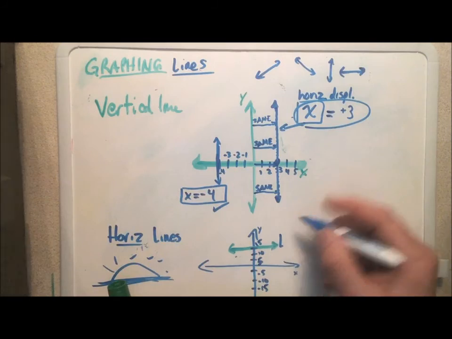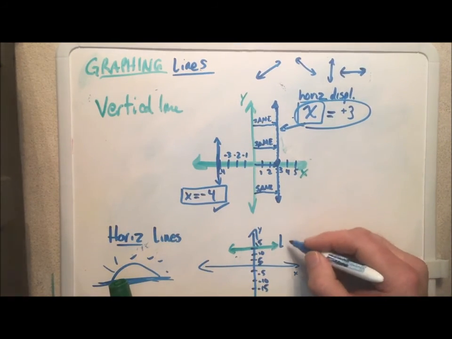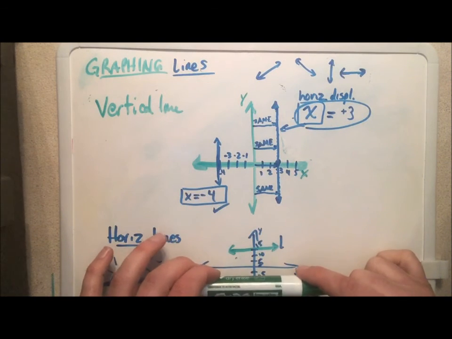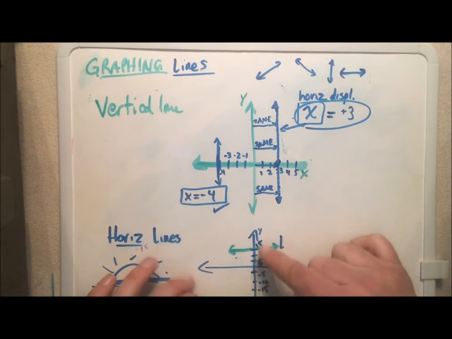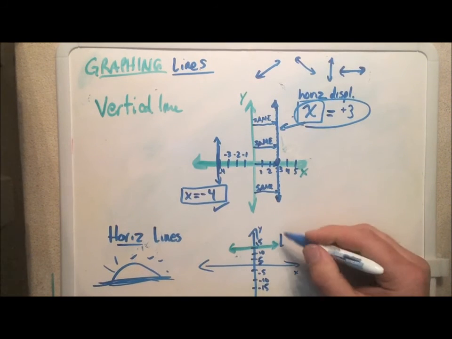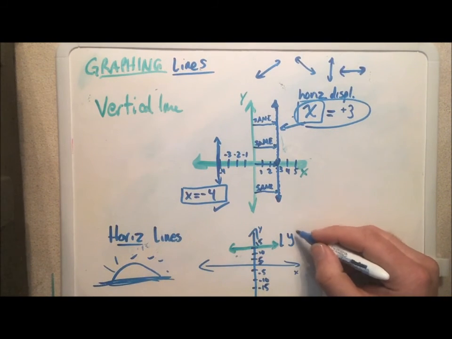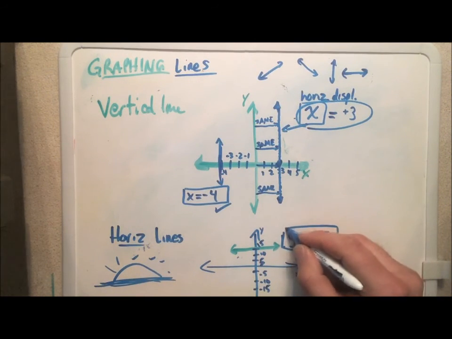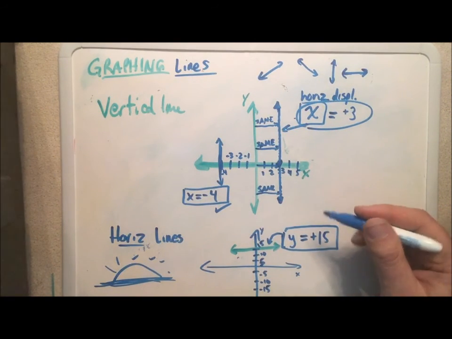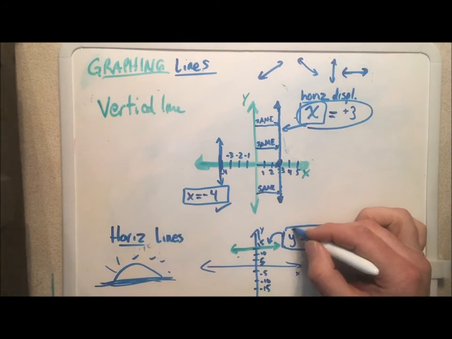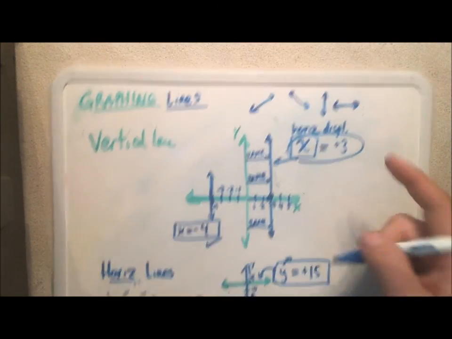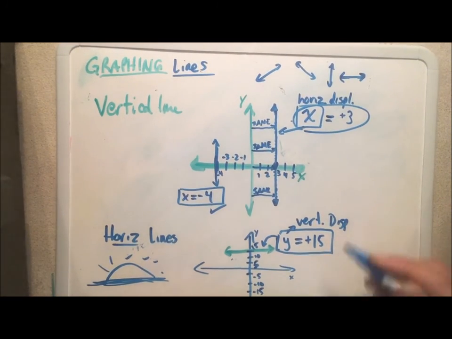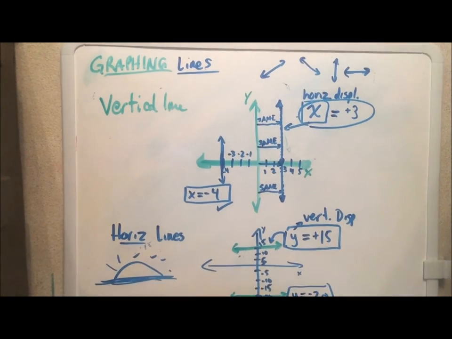So instead of saying x, horizontal displacement, we're going to say vertical displacement. This green line has been lifted off of the ground, how high? 15 units, 15 feet, whatever it is. Y equals positive 15. That's the equation of that line. And what this means is that, just like how x was horizontal displacement, this is vertical displacement, meaning that's how high we've lifted it off the ground.